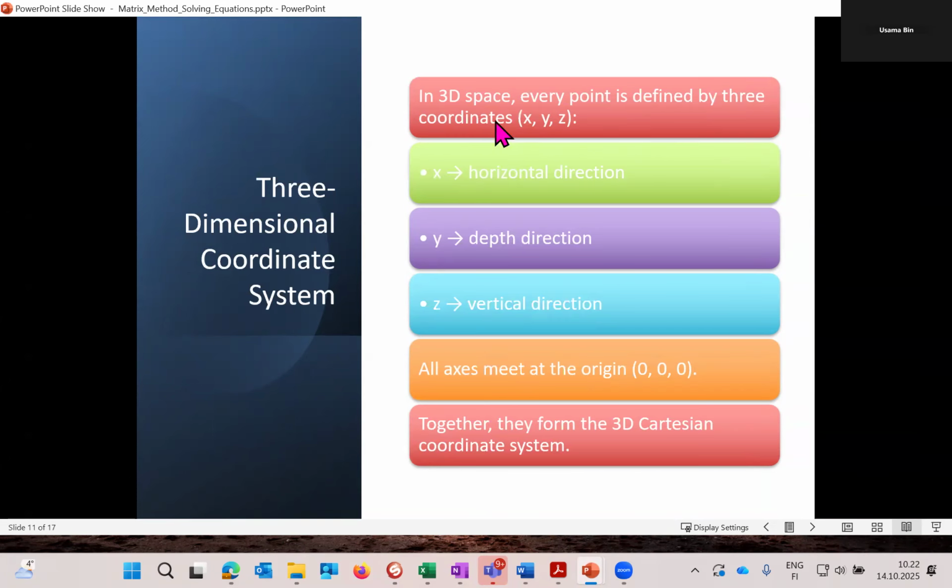But first, we maybe need to also know what these expressions mean. If we have X, Y, and Z, we are in 3D space. And every point is defined by 3 coordinates, of course. You can name the axes the way you want, but you know what the spatial coordinates mean. So X could be horizontal, Y could be depth, and Z could be vertical. All axes meet at the origin, and together they form the 3D coordinate system.